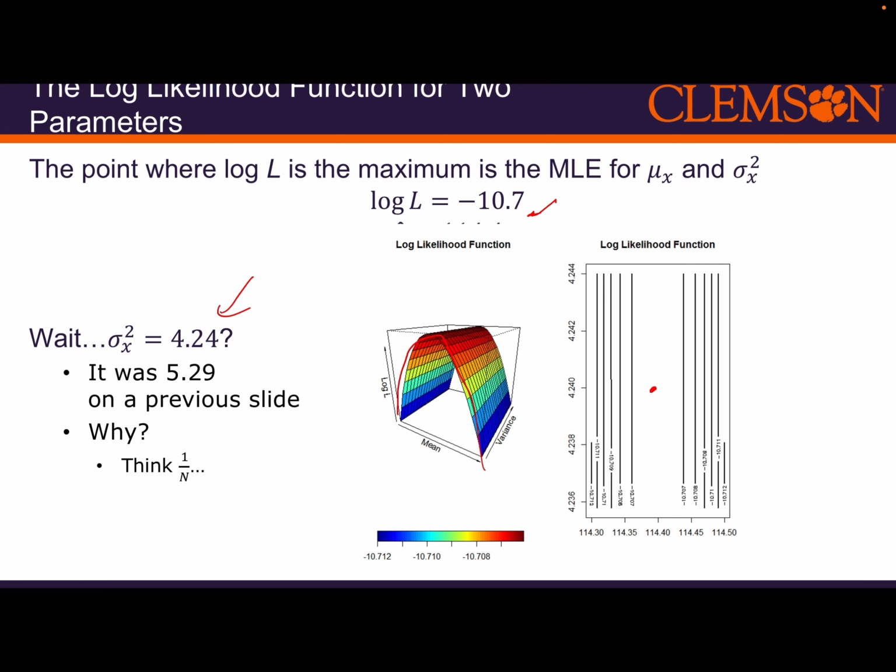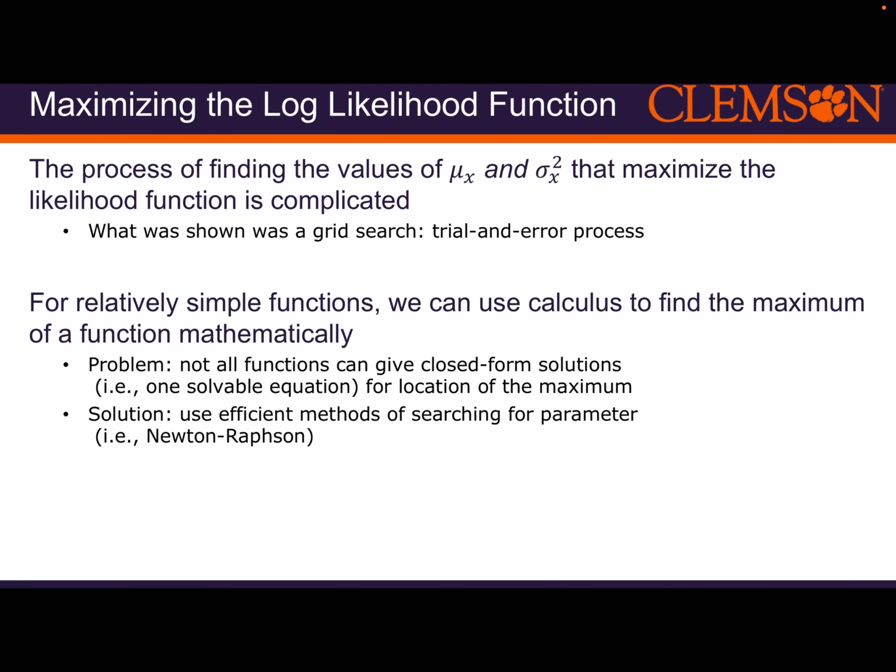Going back to 4.24, I told you it was 5.29 on the previous slide, and it turns out that is the sample variance. Why is our MLE 4.24? Well, in maximum likelihood, the variance uses n in the denominator. It's biased. Our sample variance uses n minus 1. That is why. And with 5 observations, there's quite a big difference between our estimates.